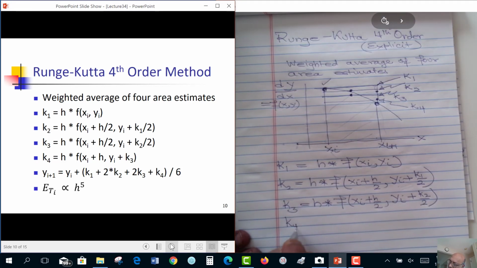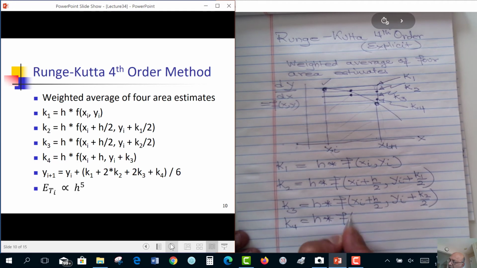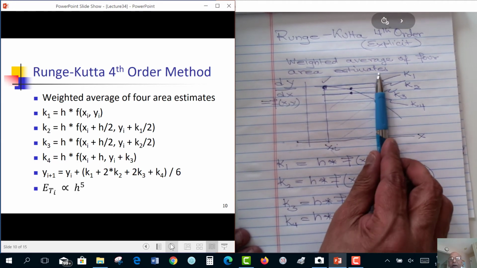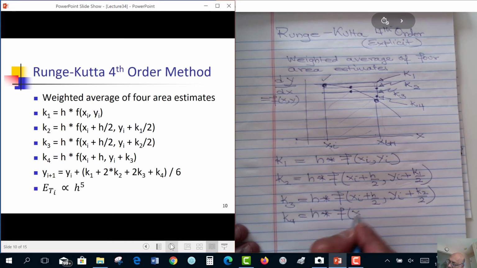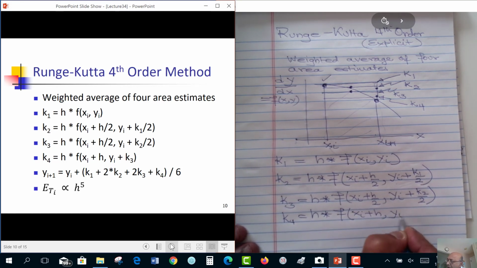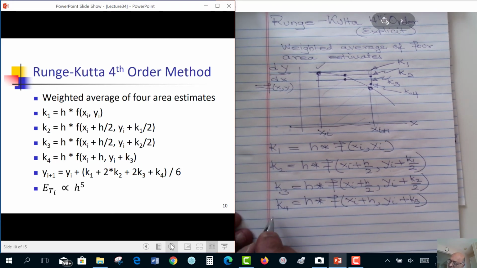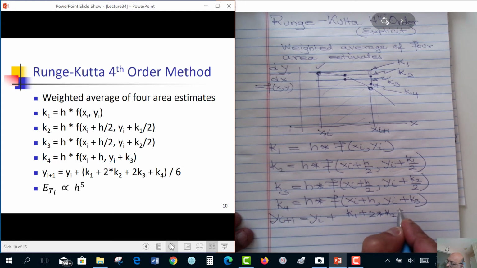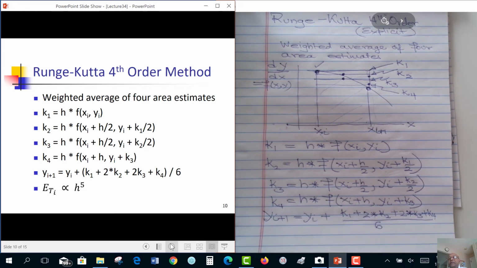Okay, k4 is h times function, and remember this time we are building the rectangle on the right hand side, so we will have xi plus h and yi plus k3. We are adding the whole rectangle. And then we do a weighted average. We say yi plus 1 is yi plus, we give 1 unit of weight to k1, 2 units to k2, 2 units to k3, and 1 unit to k4. Divide by 6. Now you may recognize something. This is what we did.